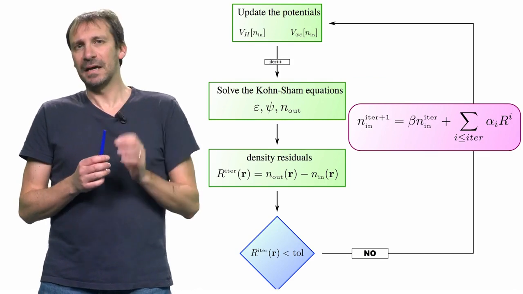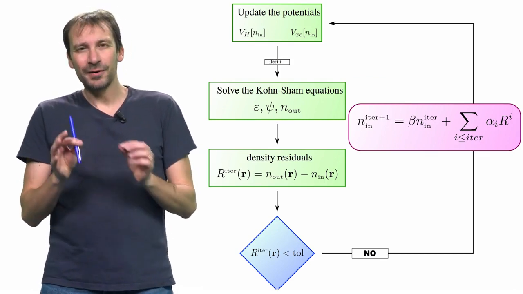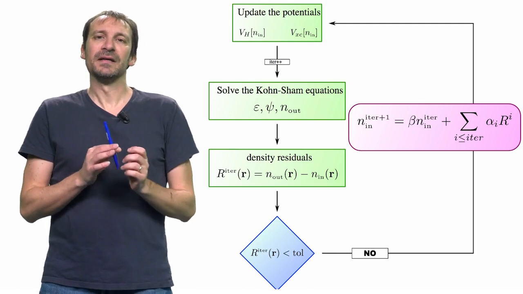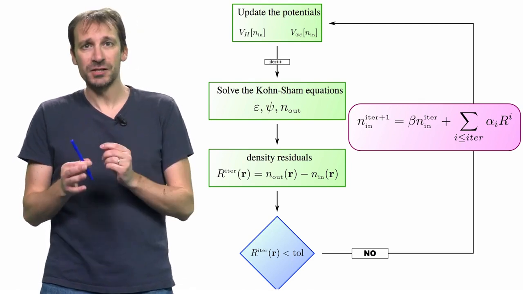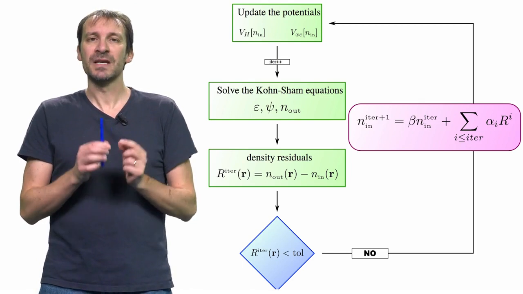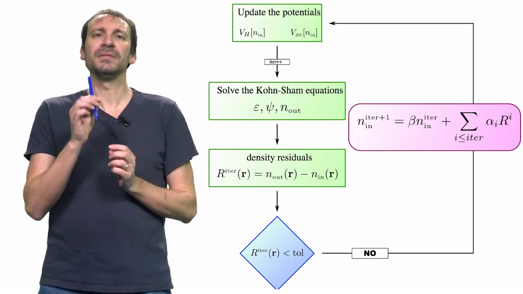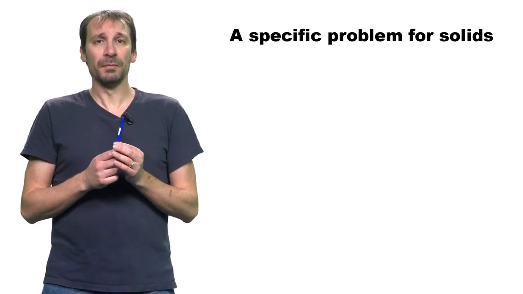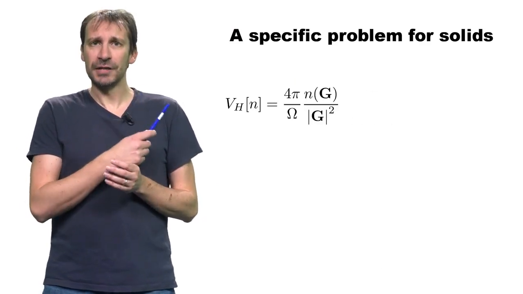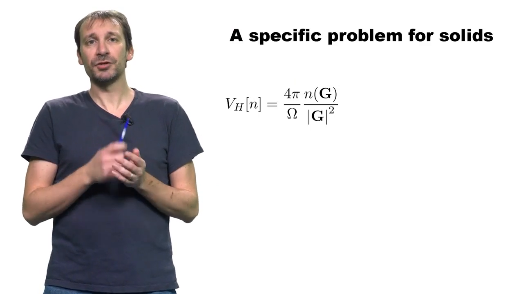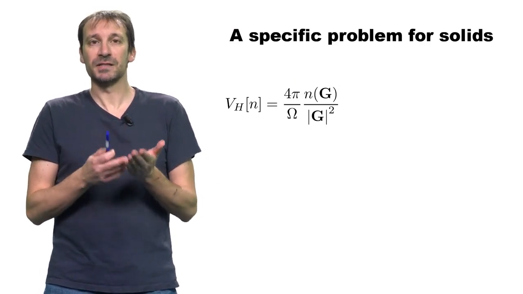I say main idea because in practice, other technicalities come into play, and depending on the approach, the basis used, the kind of system we want to study, small differences in the procedure can be detected. Before finishing, I'm going to give you an example of these technicalities, due to the fact that we tackle, for instance, a solid with a big primitive cell. To realize what the problem is, let's write the Hartree potential in reciprocal space. Here, G is the reciprocal lattice vector.